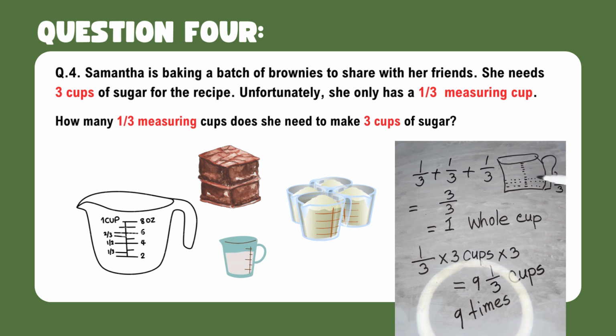So here we can add together, then we can find 1 whole cup, or you can multiply. That is 1/3 times 3 cups, so it will be 3 times. So Samantha needs to use the 1/3 measuring cup 9 times to measure 3 cups of sugar.